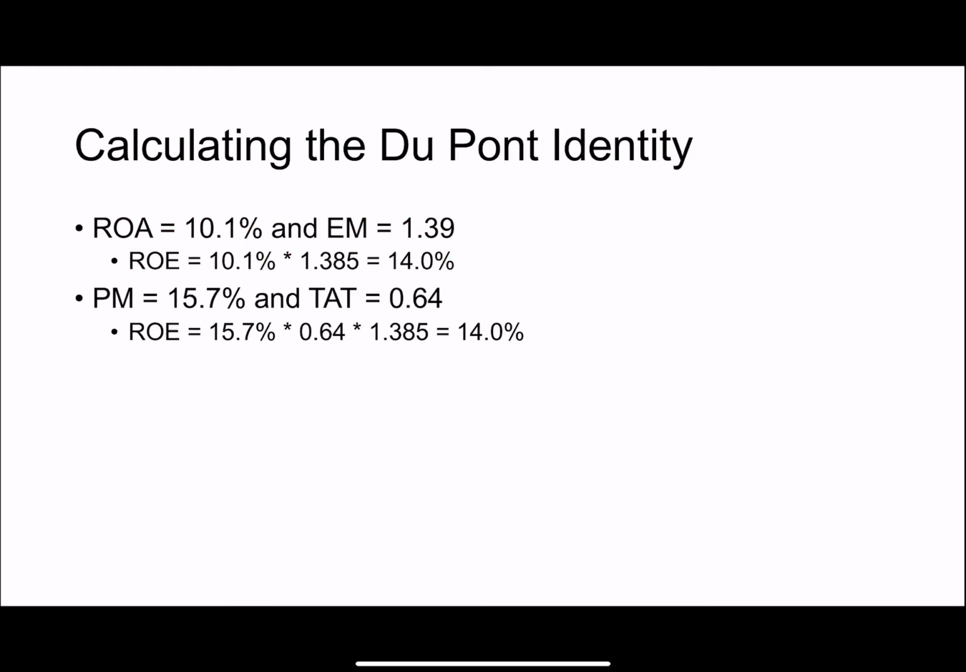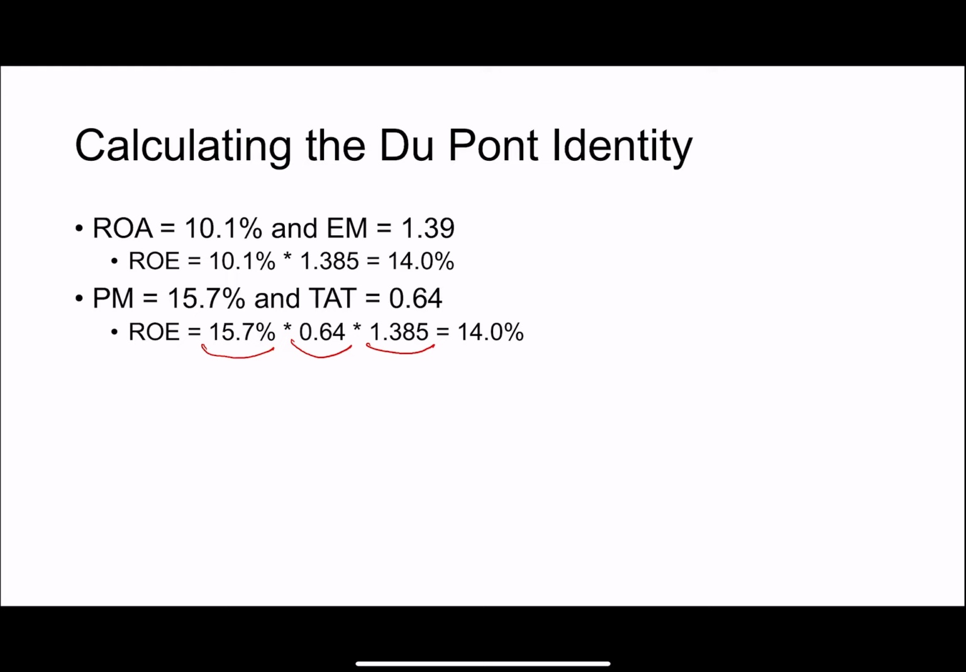So here's a DuPont identity for our company. We already know all the ingredients: ROE, ROA, profit margin, asset turnover, equity multiplier. Basically, your ROE is driven by relatively high profit margin, kind of slow asset turnover, and then some leverage. As long as your equity multiplier is greater than 1, you do have leverage. Only if it's equal to 1 does it mean you have absolutely no leverage, you're 100% equity financed.